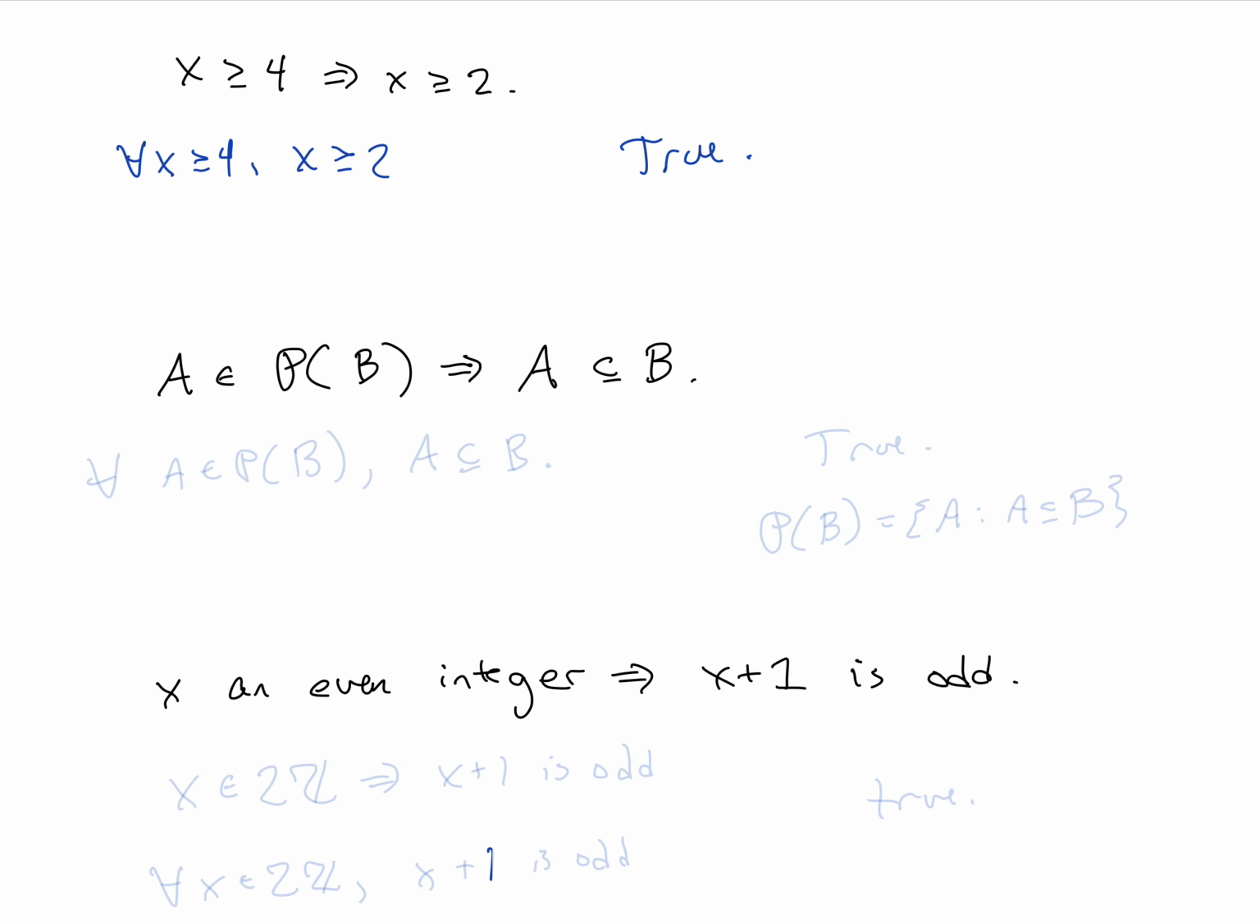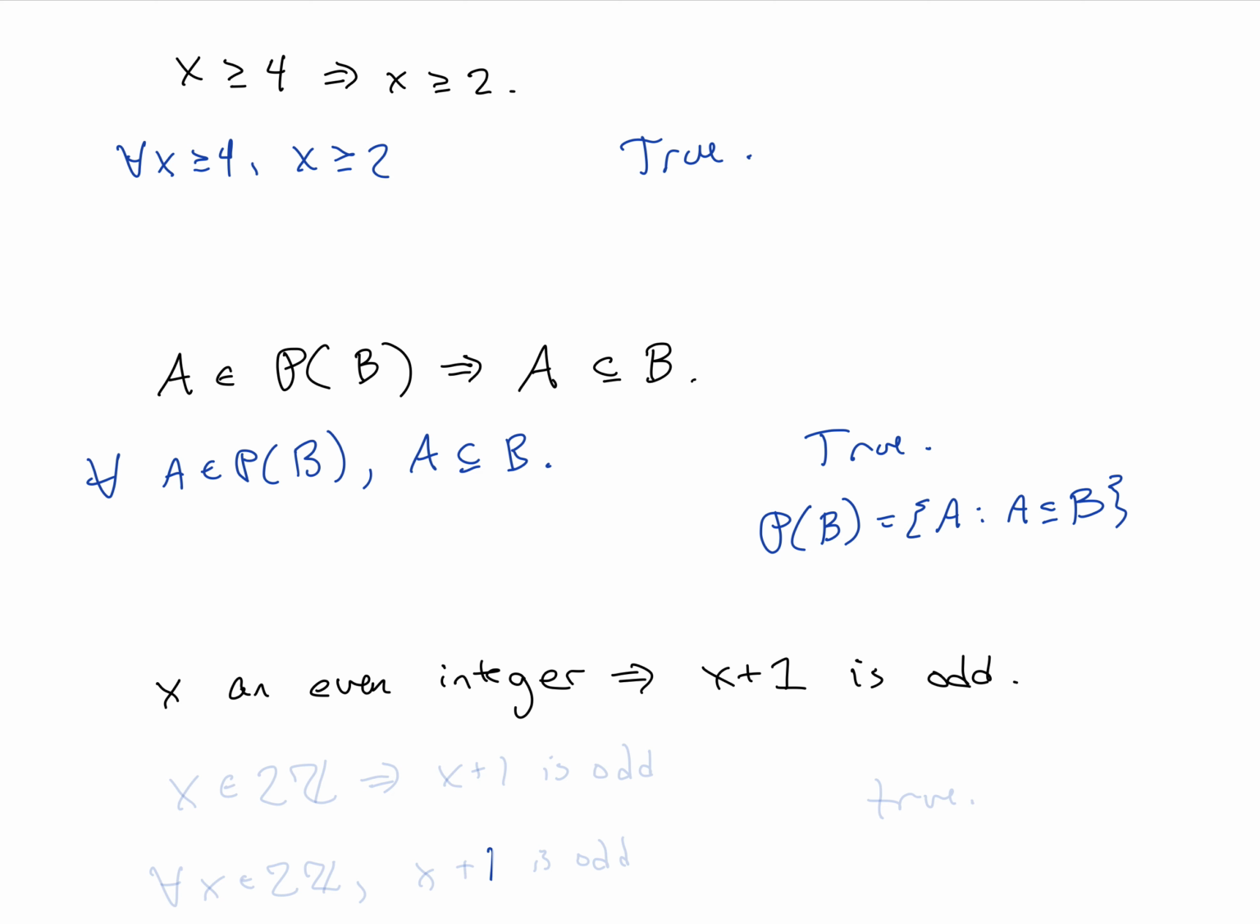Next, A in the power set of B implies that A is a subset of B. We could also write that as for any A in the power set of B, it is the case that A is a subset of B. This is true. It's the definition of the power set. The power set of B is the set of A such that A is a subset of B. The power set of B is the collection of subsets of B. And so, yes, if A is in the power set of B, then A is a subset of B.